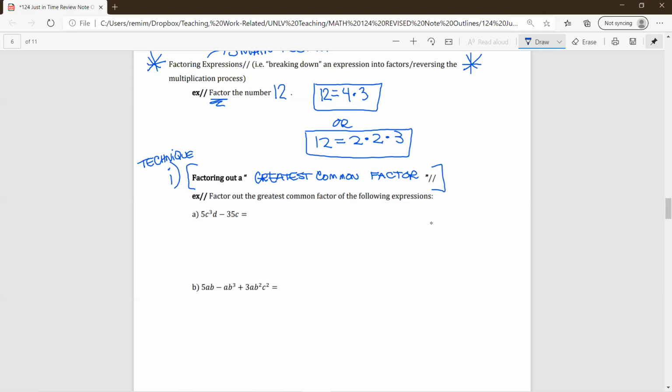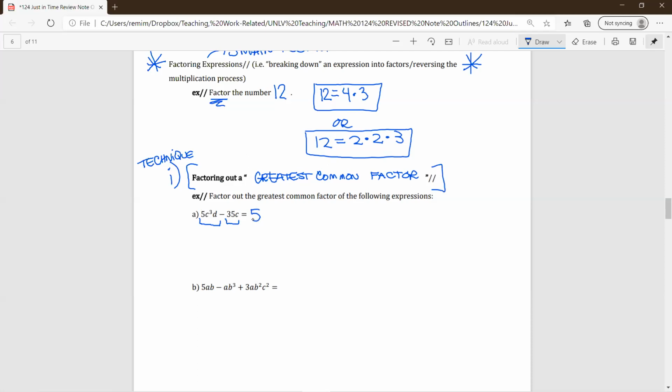So look at part A. First of all, it's good to get in the habit of asking yourself, how many terms do we have here? And in part A, we have two terms, this one minus this one. So there's two terms, so it's a binomial. And all you're going to do is ask yourself, what do these two terms have in common? Start with the number. So the first term has 5, and the second term is a 35. So what's the largest number that both of those are evenly divisible by? Well, 5 and 35 are both evenly divisible by the number 5. So I'm going to write down 5.